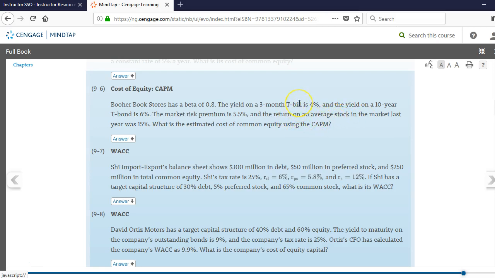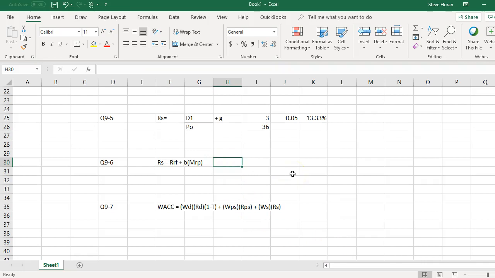Okay. Now they're trying to trick us here, which is not uncommon. When we figure out the risk-free rate, the chapter talks about using a long-term rate. So they're just giving us this T-bill rate to throw us off. We want to use the 10-year T-bond as the risk-free rate, which is 6%. So we'll go ahead and plug the numbers in. So they gave us the 0.06 as the risk-free rate, the long-term T-bond, plus 0.8, the beta, and we're going to multiply the beta times the market risk premium of 5.5.